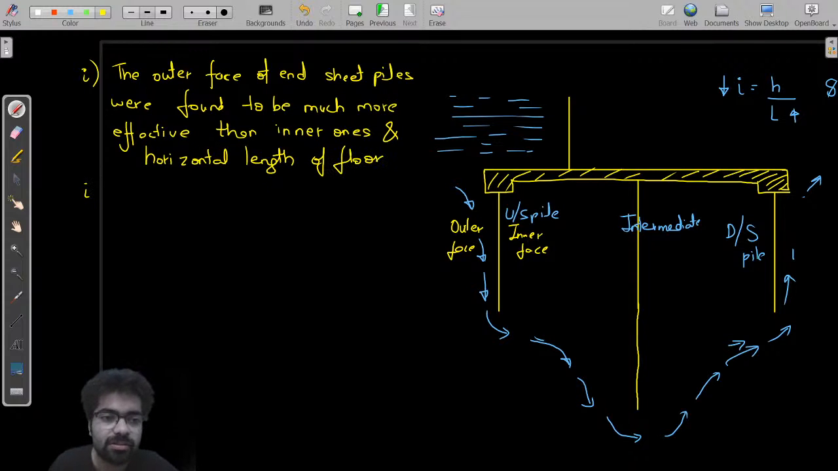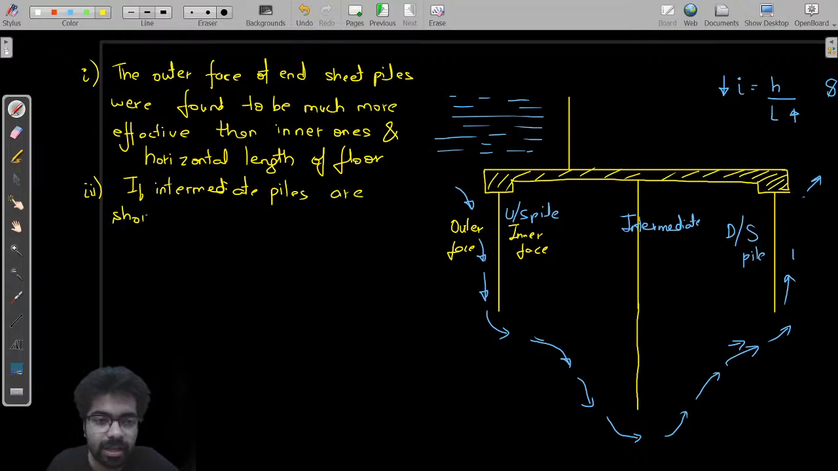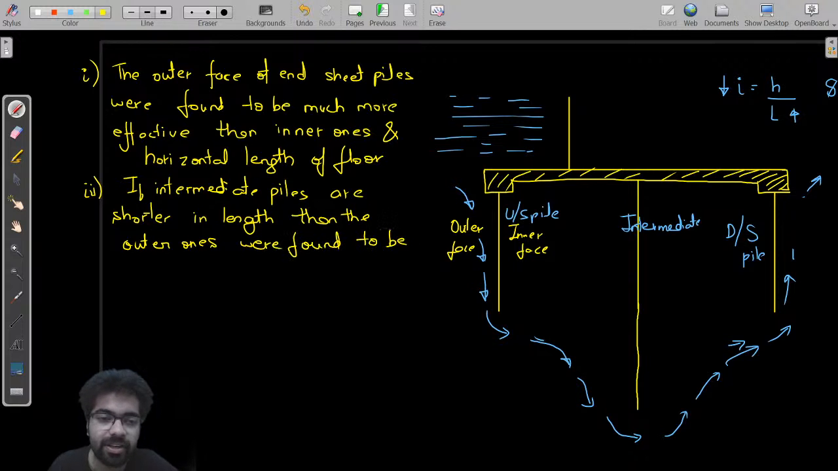Then what is your next conclusion? Simple: if the intermediate piles, the piles which are in between, are shorter in length than the outer ones, then the outer ones were found to be ineffective in counteracting the head.